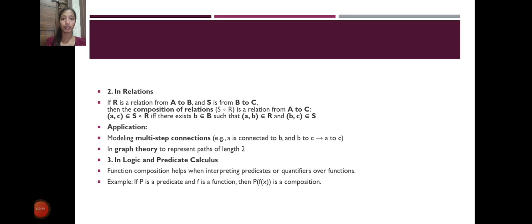In relations, if R is a relation from A to B and S is from B to C, then the composition of relations S∘R is a relation from A to C. (a, c) is in S∘R if there exists b such that (a, b) is in R and (b, c) is in S. Applications: modeling multi-step connections in graph theory to represent paths of length 2. In logic and predicate calculus, function composition helps when we apply predicates and quantifiers over functions. Example: if P is a predicate and f is a function, then P(f(x)) is a composition.